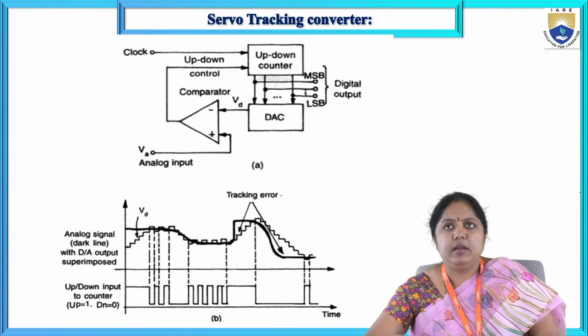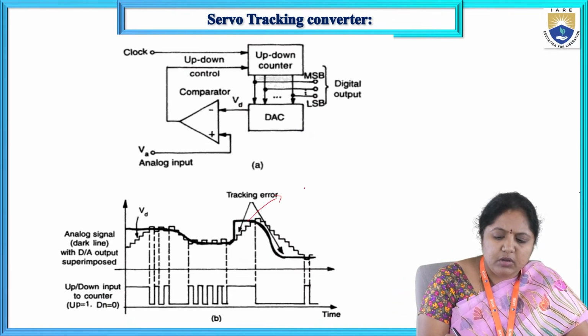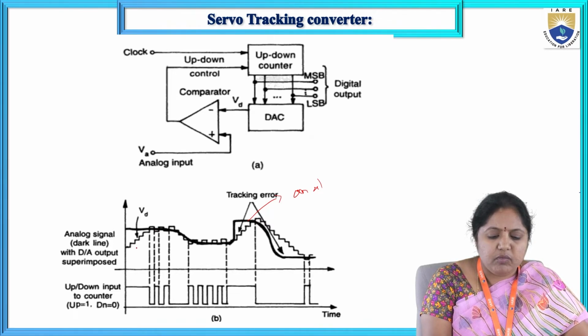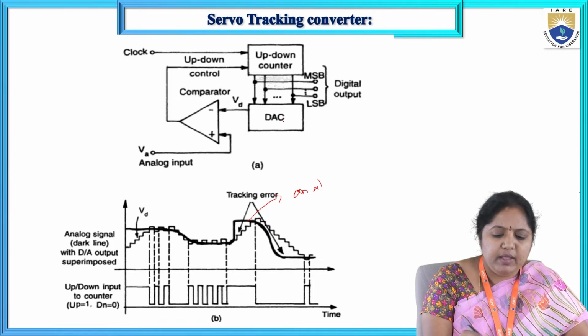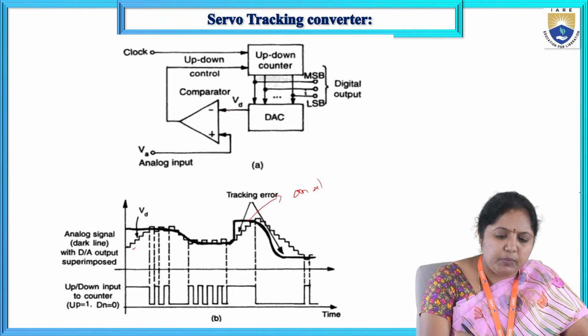So if you see the graph here, this is the analog input signal. Next, what are the staircases there? The D to A converter will generate a staircase type of output. This staircase type of output will go as the input for this comparator, and this analog input is also going as the input for the comparator.